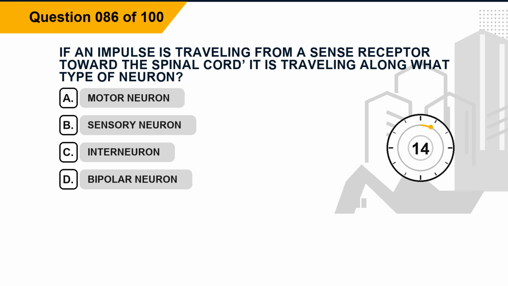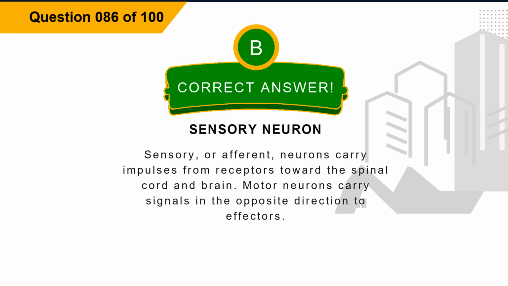Question 86. If an impulse is traveling from a sense receptor toward the spinal cord, it is traveling along what type of neuron? Option A, motor neuron. Option B, sensory neuron. Option C, interneuron. Option D, bipolar neuron. The correct answer is option B, sensory neuron. Explanation: sensory, or afferent, neurons carry impulses from receptors toward the spinal cord and brain. Motor neurons carry signals in the opposite direction to effectors.